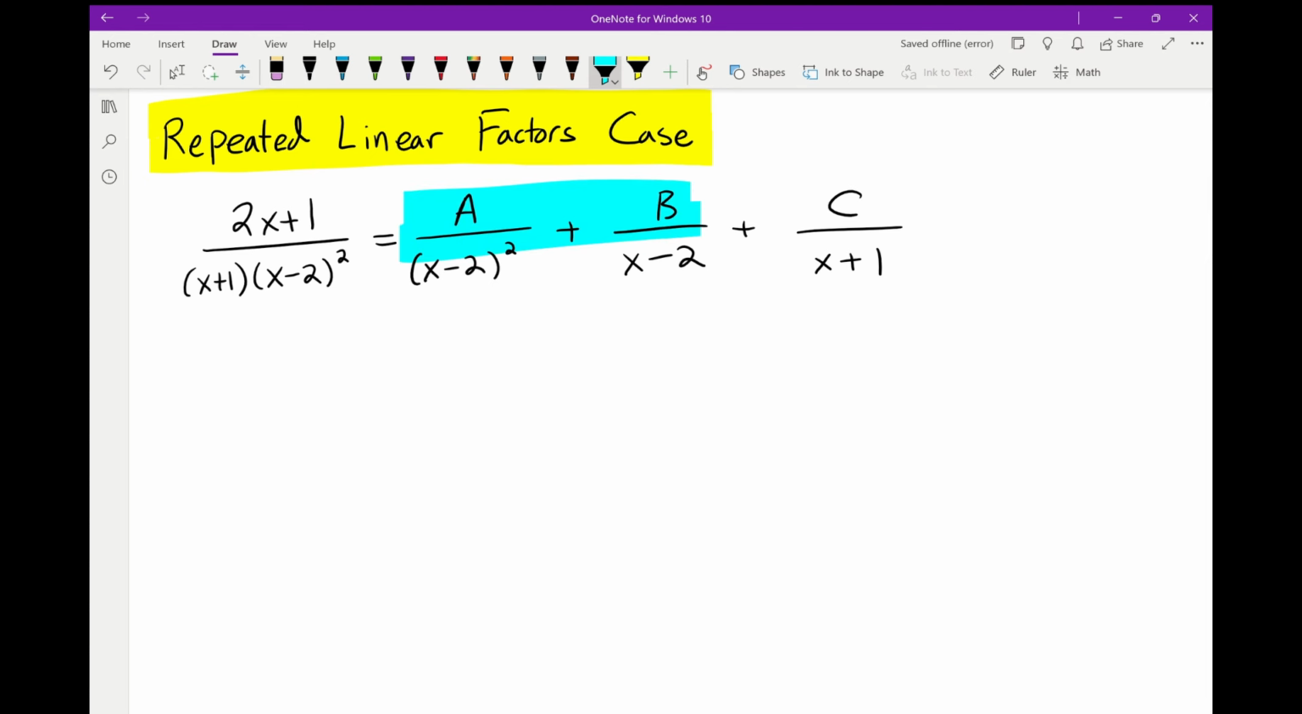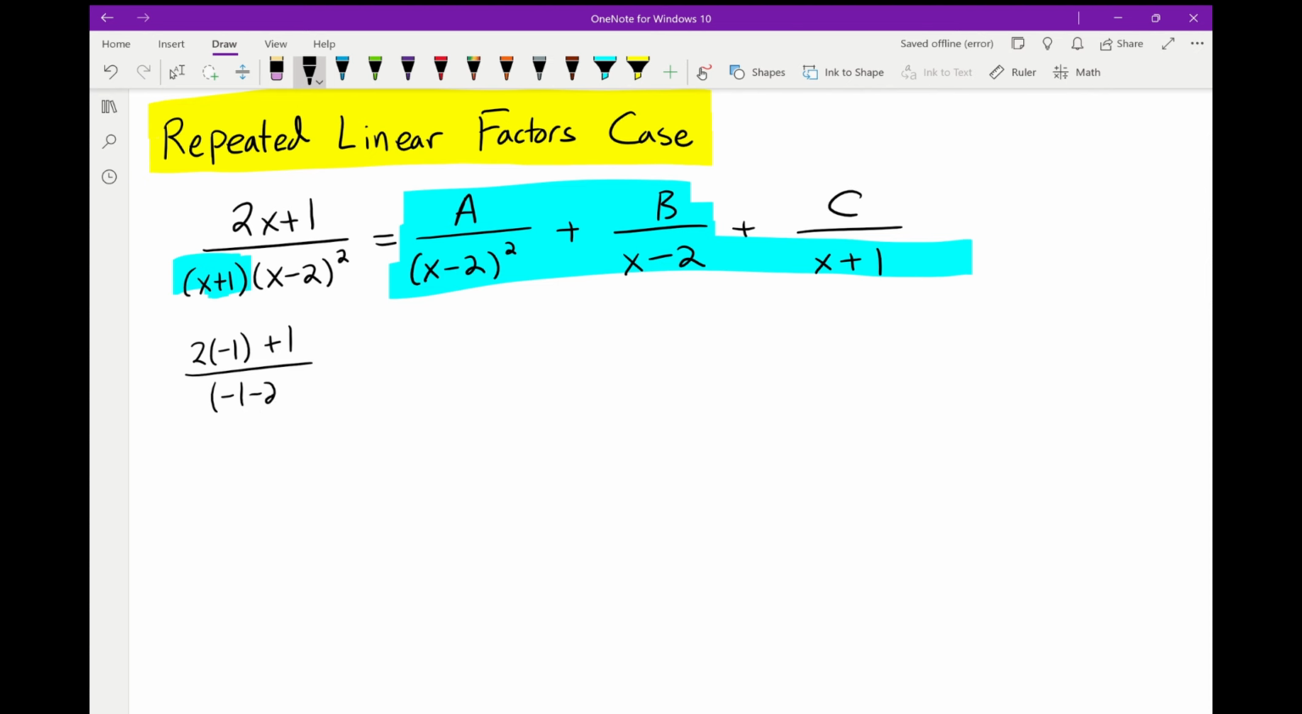So again, we ignore everything except for C on this side, and we ignore the factor corresponding to C. And the thing that makes this one 0 is -1, so we plug in -1. So 2 times -1 plus 1 over -1 minus 2 squared is going to give us -2 plus 1 over -3 squared. That's -1/9, which is equal to C. Great, we have that one.